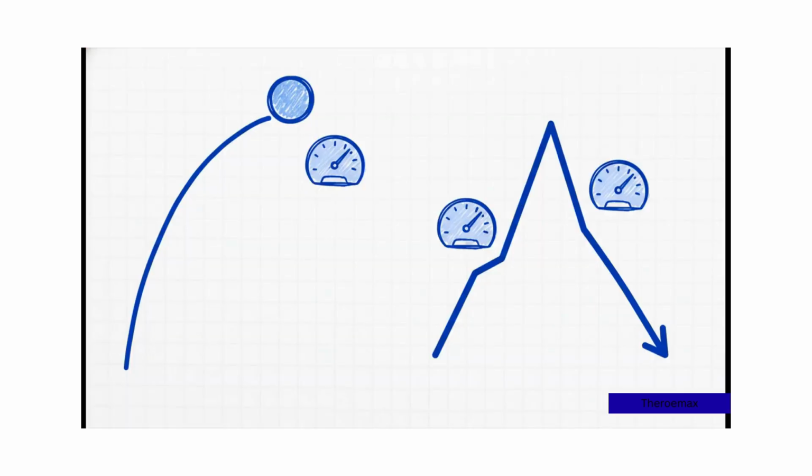I want you to picture this. You threw a ball straight up in the air. For that one tiny split second, right at its highest point, just before it starts to fall back down, its speed is 0. It's the exact same thing with market prices. At the very tip of a peak, or the very bottom of a trough, that momentum, the speed, it just momentarily stops. The first derivative hits 0.